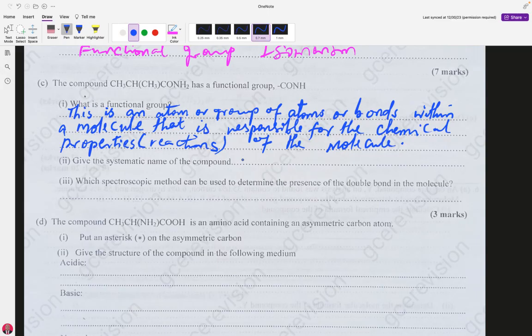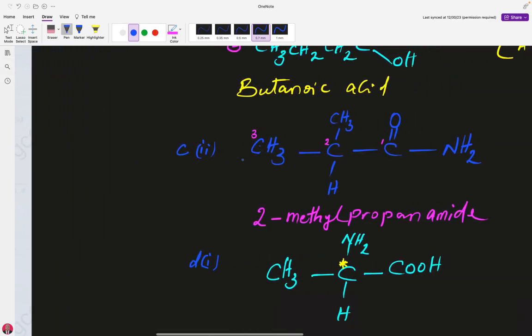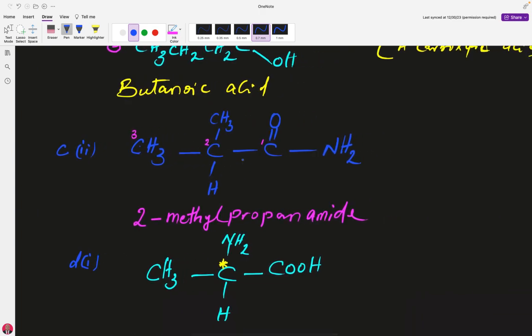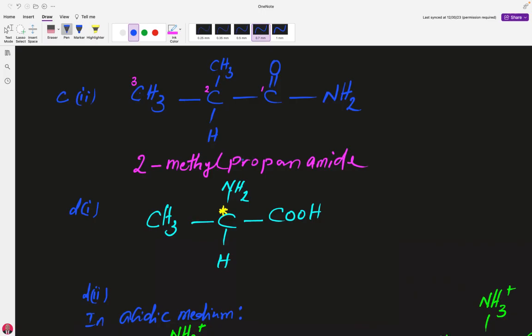Then let's get to the second one. Give the systematic name of the compound. If I draw this compound here, this should be the systematic name. Let me draw it here for you to see the compound. This is the compound that has been given up there. This is the compound I have been given, CH3CONH2.